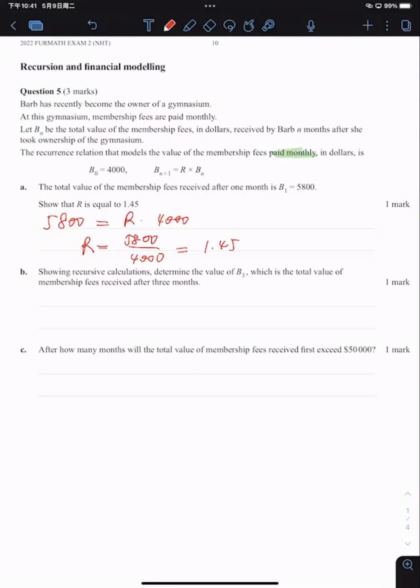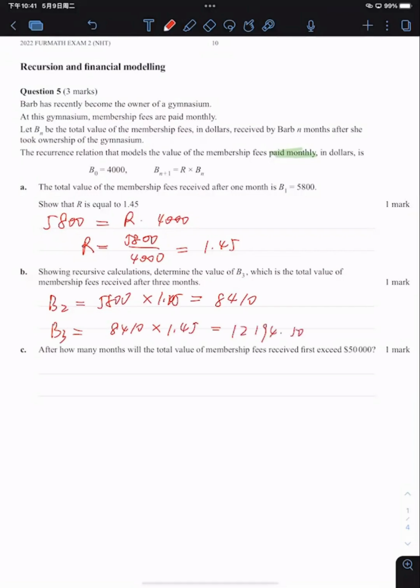Showing the recursive calculations, determine the value of B3, which is the total value of the membership fee received after 3 months. Now, to work this one out, please grab your calculator. You already know B1, then B2 would be 5,800 times 1.45, and you work it out. The answer is 8,410. And then your B3 would be 8,410 times 1.45, which is 12,194.50. This is your answer.